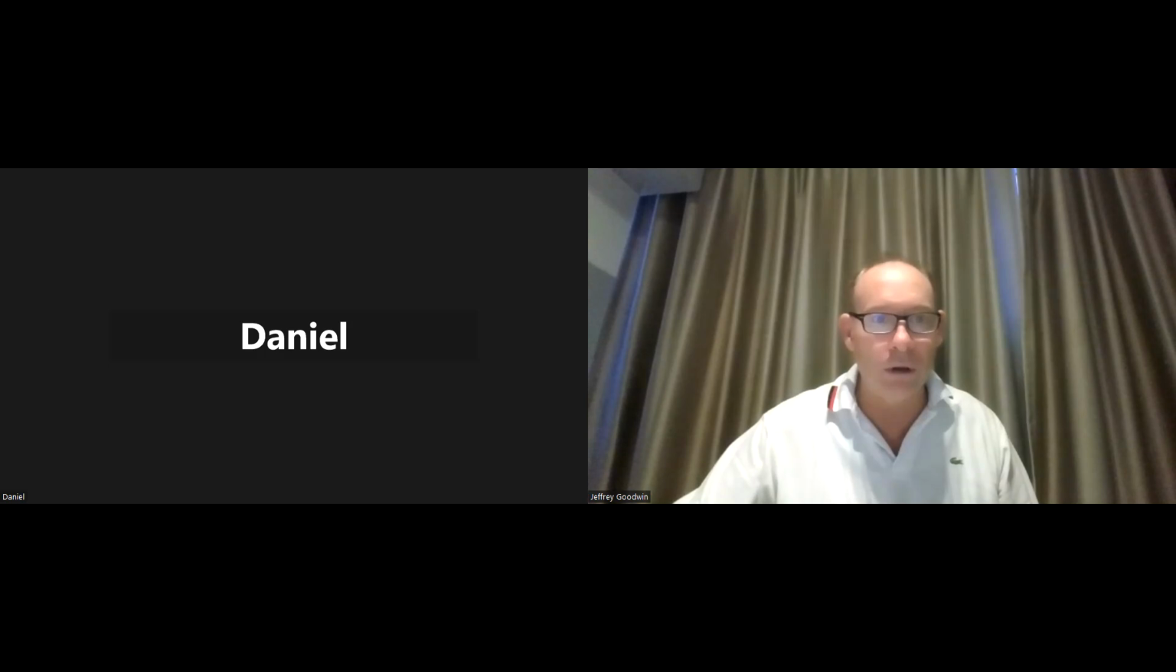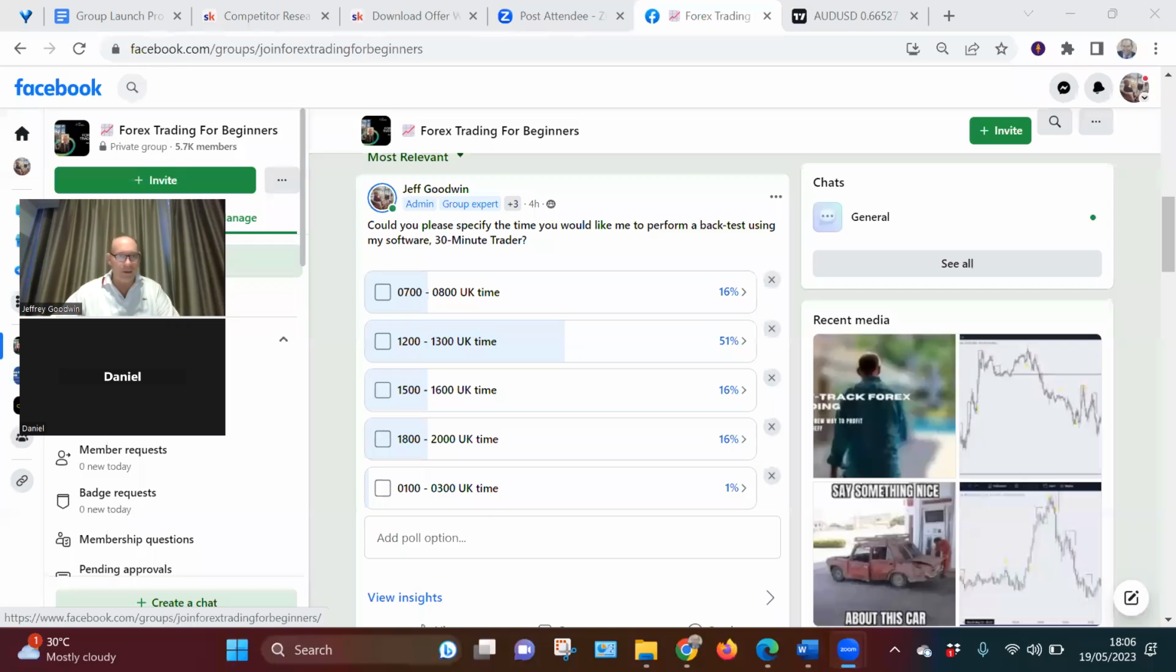I added a poll, just to let you know. So here's a group of Forex trading beginners, 5.7 thousand members. I can't be that bad with 5.7 thousand members. If you see this poll, the most popular time is the afternoon between 12 and 1300. That's UK time. So Eastern Standard, as in New York time, would take 5 off. That's 6 to 7.